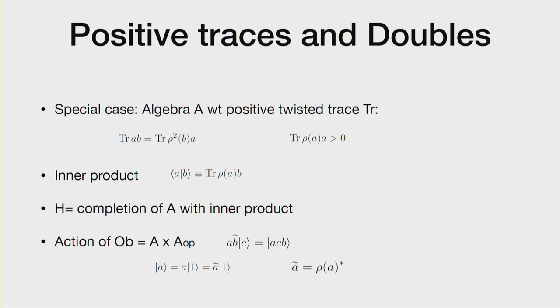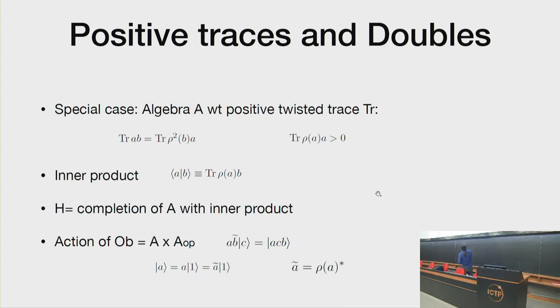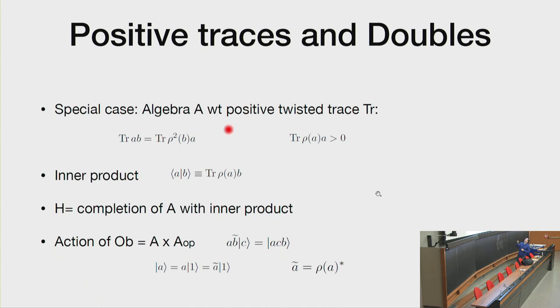Now, let me give an example which will occur particularly often. Suppose I have an algebra, say defined over the reals for simplicity, but not very important, which has a positive twisted trace, which means that you have a linear function on the algebra which satisfies a condition like that. A trace will be something where trace of AB equals trace of BA. I'm going to twist the condition by some automorphism ρ² of the algebra. And I want to have a positivity condition that trace of ρ(A)A is positive.